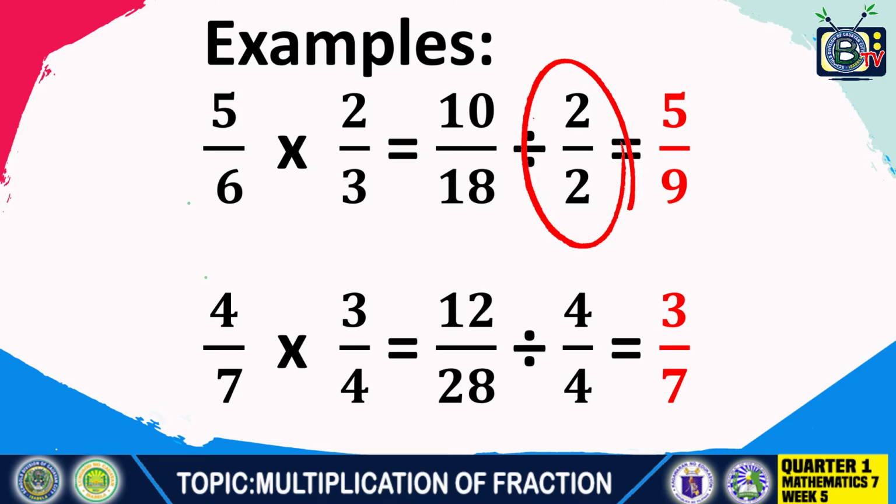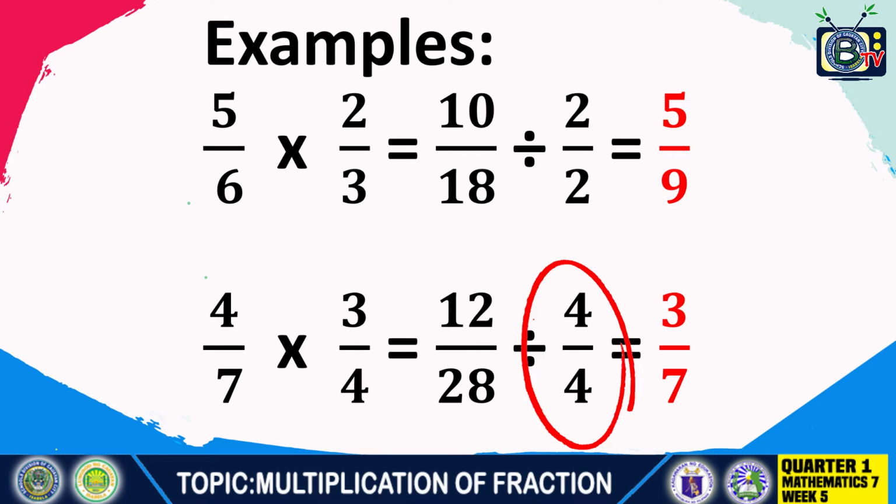Next, what about the product of 4 over 7 and 3/4? So the product of 4 over 7 and 3/4 is equal to 12 over 28. As you can see, that 12 over 28 can still be simplified. By how? Find the GCF of 12 and 28, and that is 4. So, divide 12 by 4 is 3. 28 by 4 is 7. Therefore, the simplest form of 12 over 28 is 3 over 7.